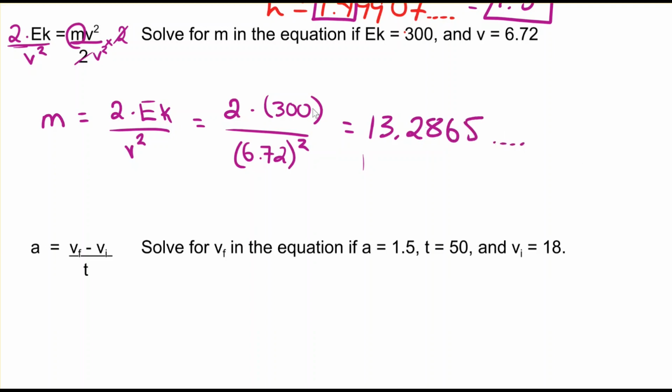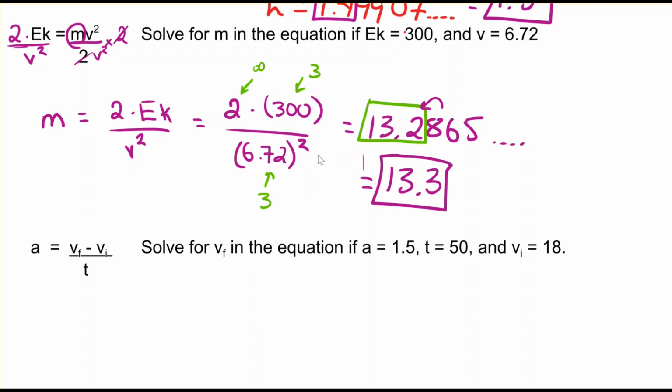13.2865 something. And I'm going to round. 2 is a perfect number. It's a whole number, so it's infinite significant digits. This number is 3 digits. This number is 3 digits. So I'm going to take 3 digits. And so we're going to need to rewrite this as 13 point. The 8 rounds the 2 up to a 3.